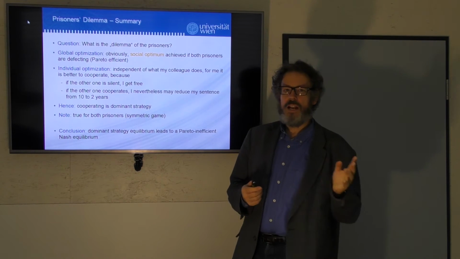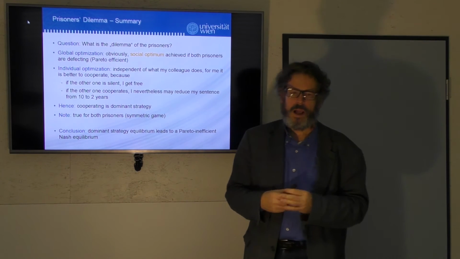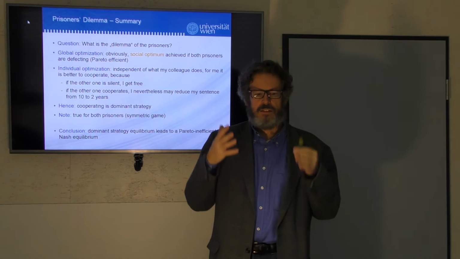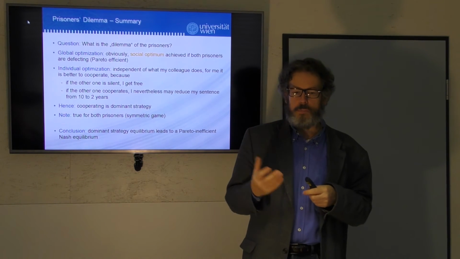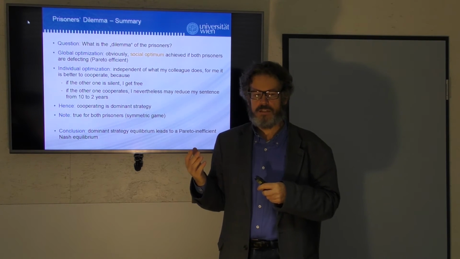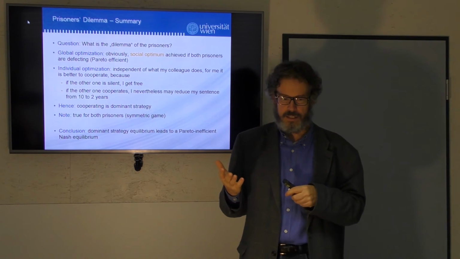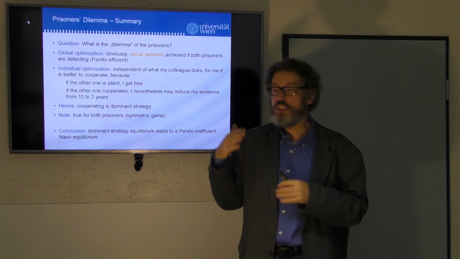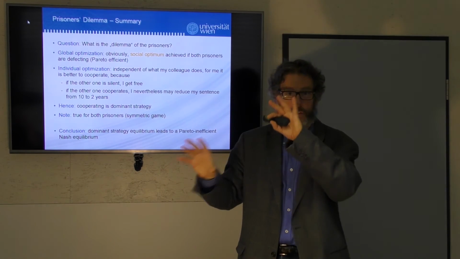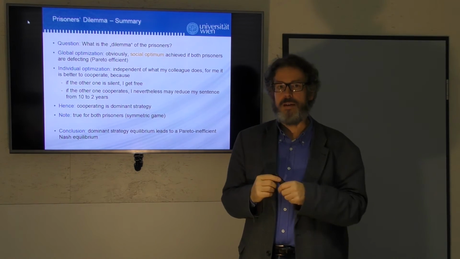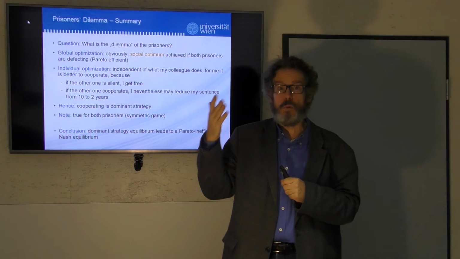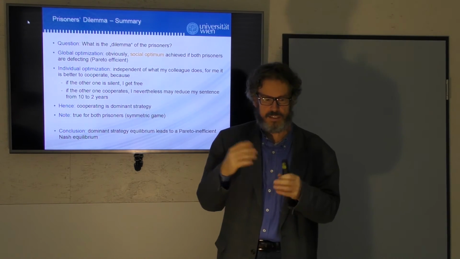So, what's the dilemma of the prisoners? Well, we have already seen that obviously the social optimum achieved by both prisoners, the Pareto efficient optimum, is achieved if they are defecting. But individual optimization drives them to the Nash equilibrium, and the two are not the same. The Nash equilibrium, in a sense, is worse for both of the players, and this is their dilemma.